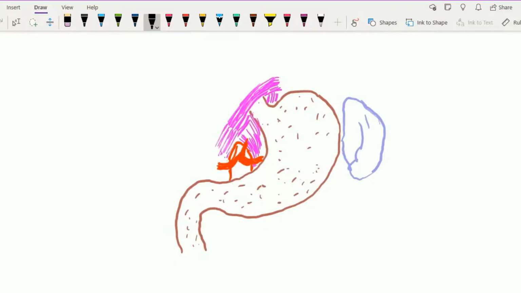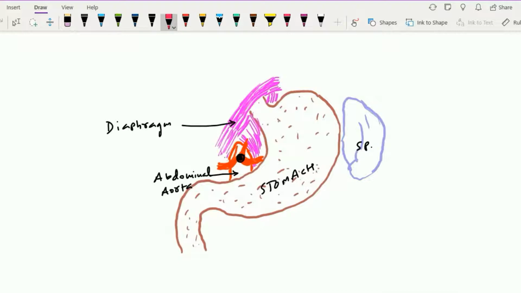Now here in this figure we can appreciate this is the stomach, and this one is the spleen, and this is the diaphragm muscle, and here this is the abdominal aorta, and we are going to see this structure. This is the celiac trunk, and from the celiac trunk three branches arise. The first one is this one, and this is the left gastric artery.